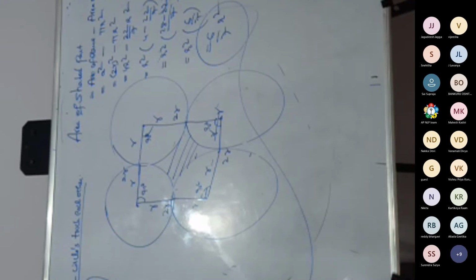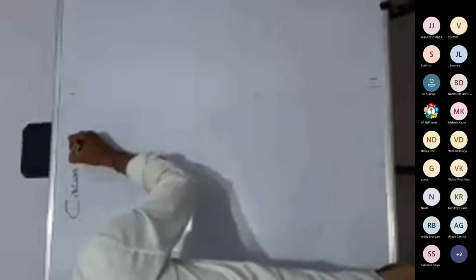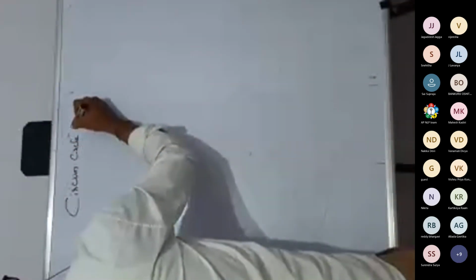Okay, let me discuss circumcircle and incircle. In the last 10 minutes I'll discuss. Please note it down. Next concept is circumcircle radius and incircle radius. What is circumcircle?